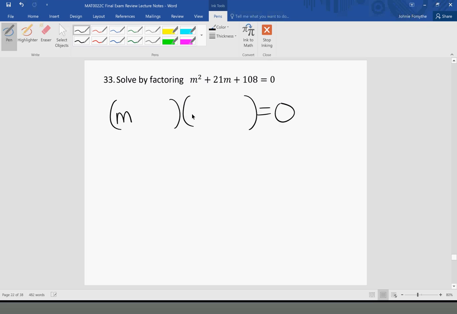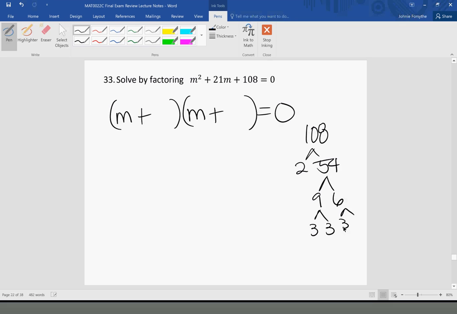So it's going to be m and m because it's m squared. I'm going to drop the first sign and then multiply these signs together to get the next one. So I have 108. I need 2 numbers that multiply to give me 108 and add, because 108 is positive, to give me 21. I actually don't know those numbers off the top of my head. So let's see. 2 times 54 equals 108. Let's see, 54, 9 times 6 is 54.